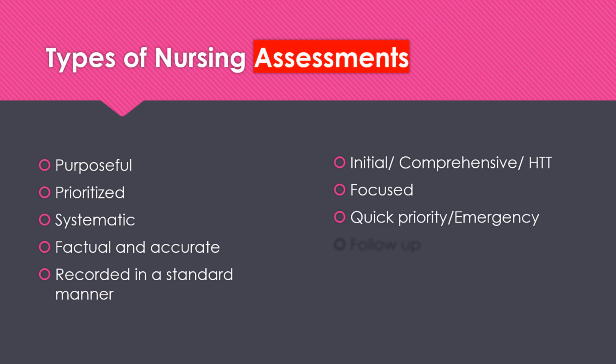We can do a quick priority or emergency assessment where we don't have time to do the full head-to-toe assessment because the patient isn't stable. These very fast assessments are looking at emergent issues. We don't care about their skin, we don't care about their cap refill, we care if they have an airway, we care if they're breathing, and we care if they have circulation. And lastly, we might do follow-up assessments to evaluate our interventions.